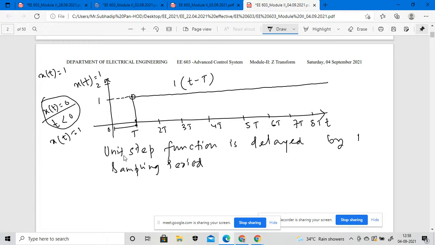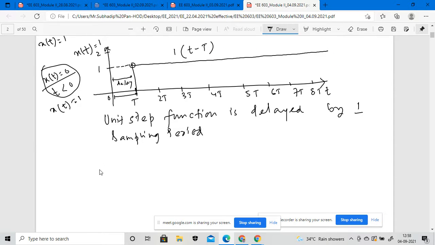If this unit step function starts from here, then it should be considered as no delay. That means the delay will be 0, as it starts from the value at time 0. So the delay is this particular part, and the delay is one sampling period. If I draw the unit step function like this, this is called the shifting of a particular function, either a left shift or a right shift.